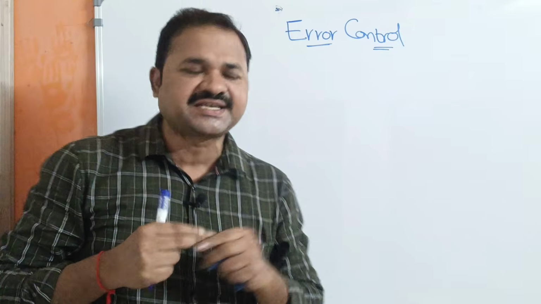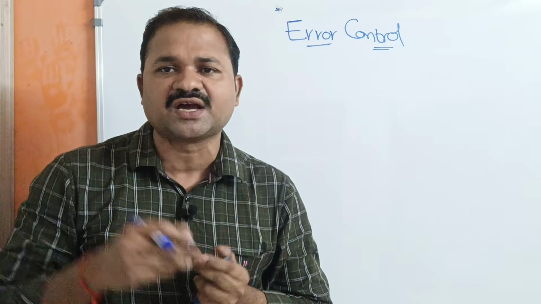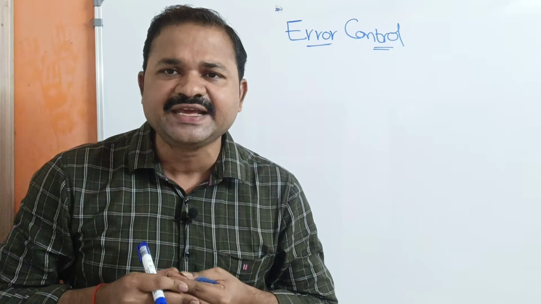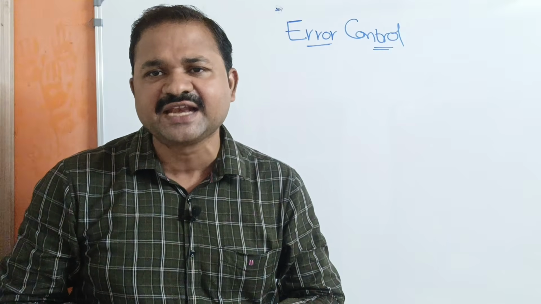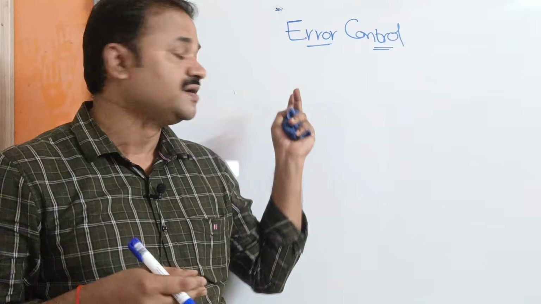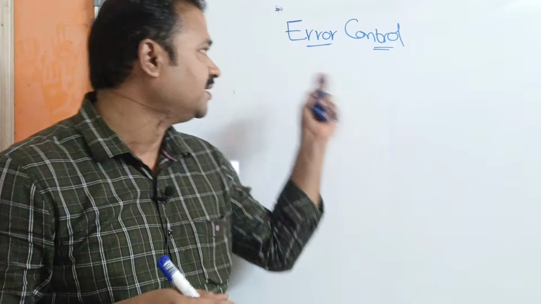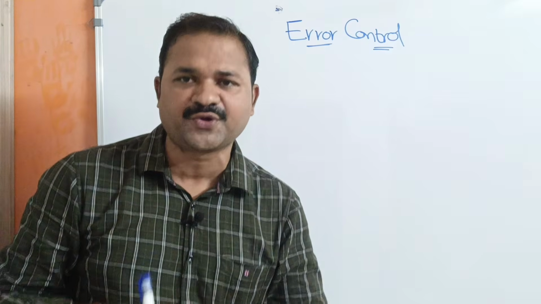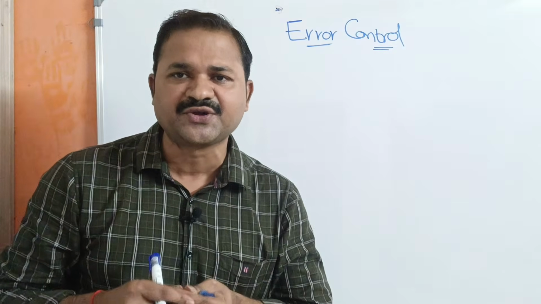Now let us discuss error control. Error control is one of the data link layer design issues. We know that the data link layer has four design issues: services provided to the network layer, framing, error control and flow control. In this video we are going to discuss error control.